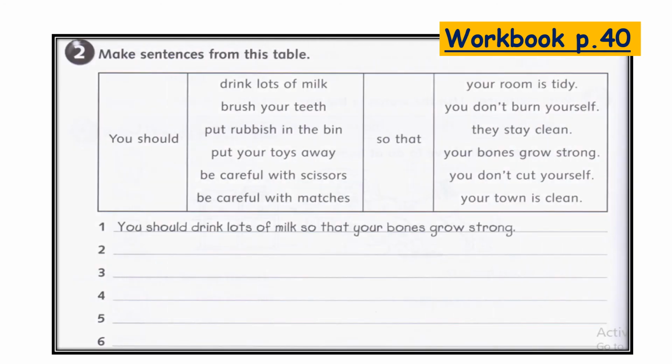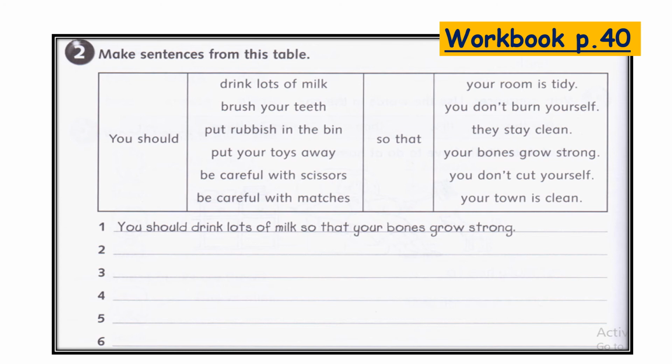Let us open now your workbook on page 40. Make sentences from this table. You should, and the next column would be the action or the plan. Then we add so that, and the last column is the reason or the purpose of the action. Now let us put all these four columns together. Number one is done for you.